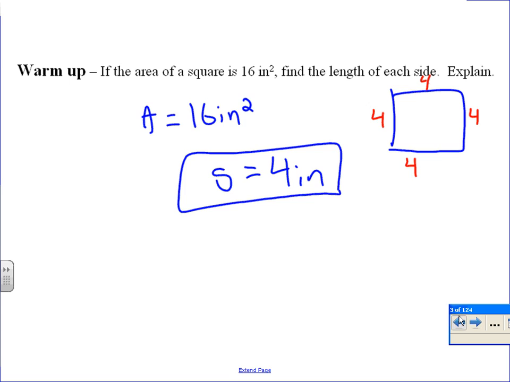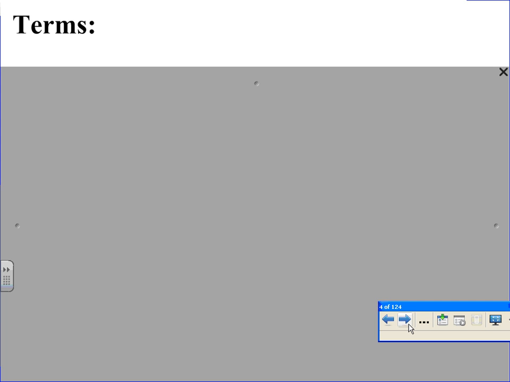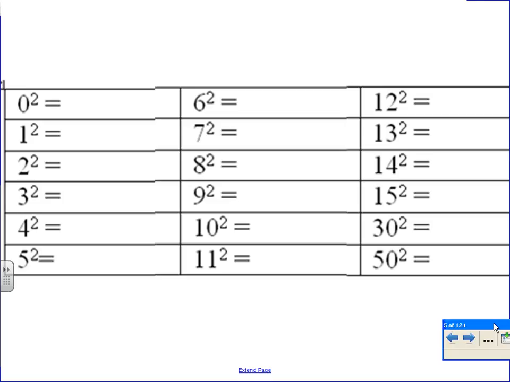Hey, where'd it go? There we go. I must have skipped a slide here for a second. Okay, let's go to the list of perfect squares here first.